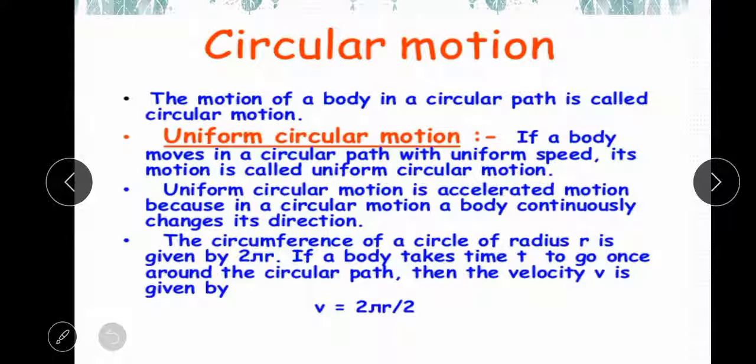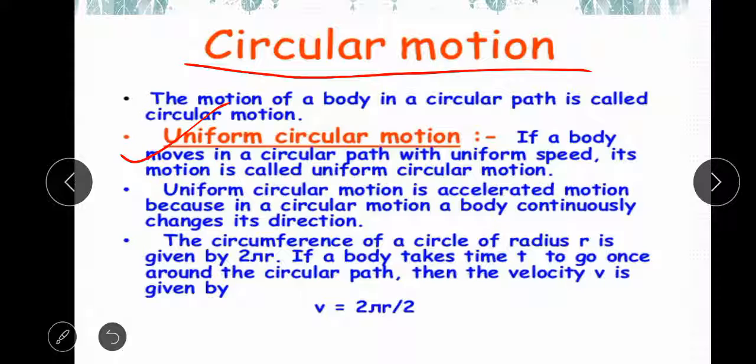Now, circular motion. The motion of a body in a circular path is called circular motion. Uniform circular motion: if a body moves in a circular path with uniform speed, its motion is called uniform circular motion, as written on the screen.